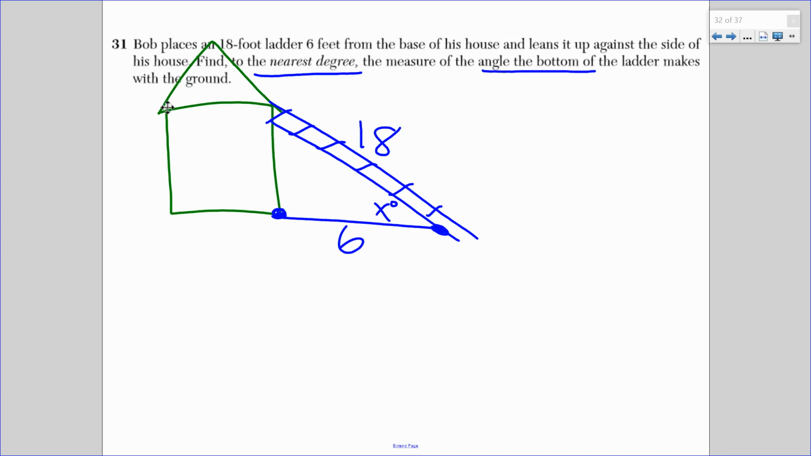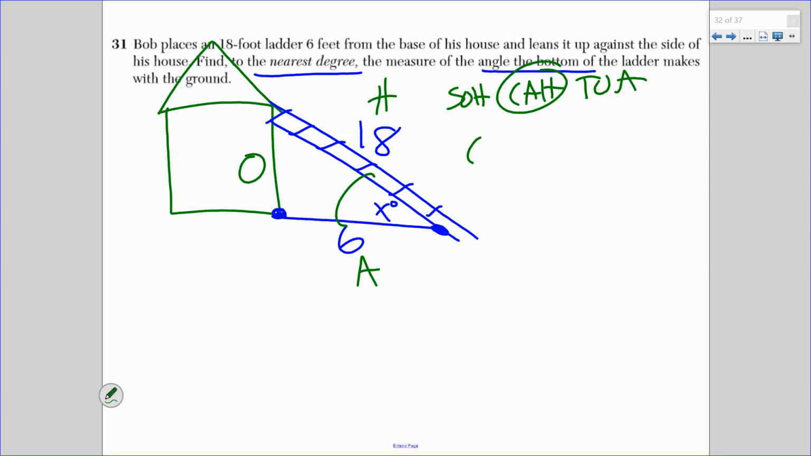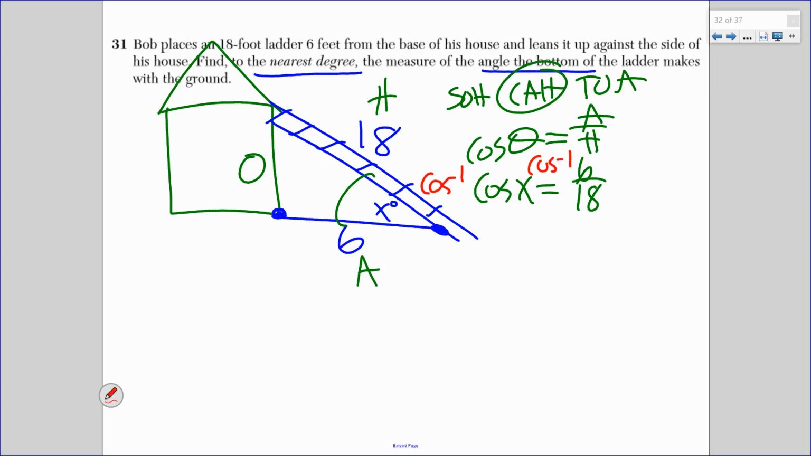That's it. All right, this is our second SOH CAH TOA question. Angle involved, H, A, O. We have A and H involved. Let's just write out our SOH CAH TOA. So, cosine theta equals A over H. Cosine X equals 6 over 18. Now, because I'm finding the angle, I need to get rid of cosine. I do inverse cosine. X equals inverse cosine of 6 over 18.